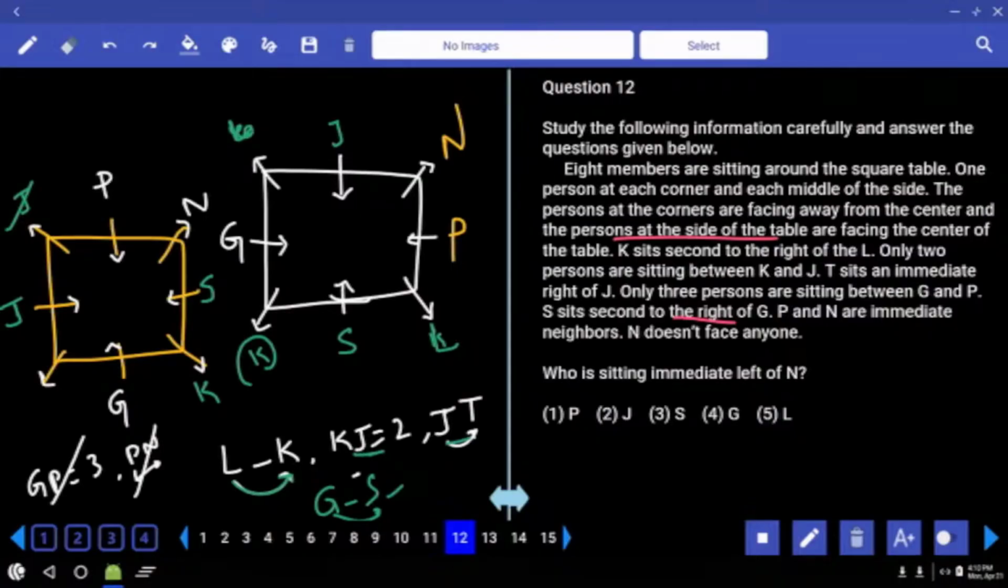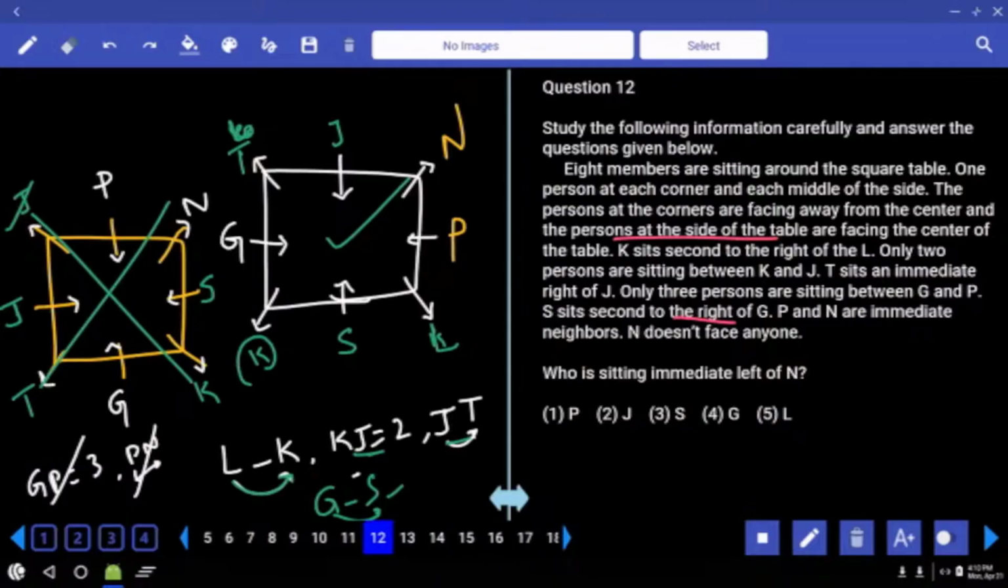J and T are adjacent to each other, so T must be here. Clear? T is to the immediate right of J. K and L, 1 person, not possible. And this is the final arrangement we have. Now this is for question numbers 12 to 15. The next one, 16 onwards.